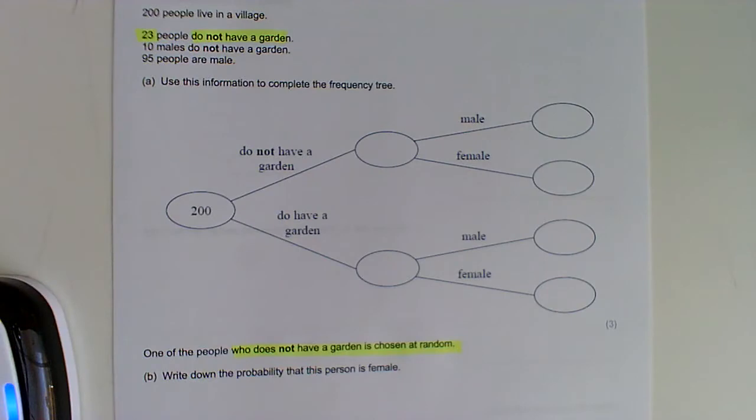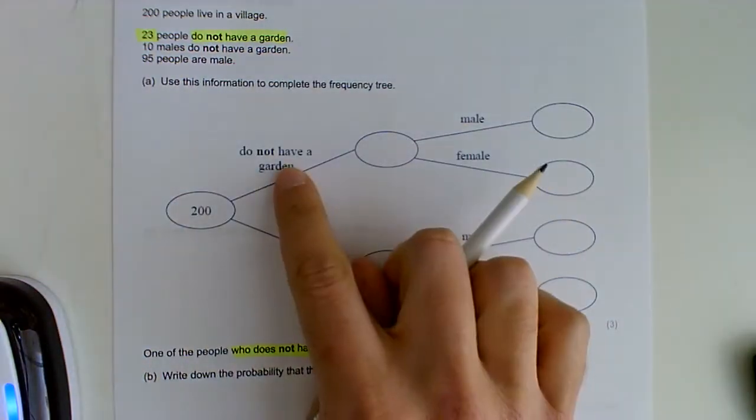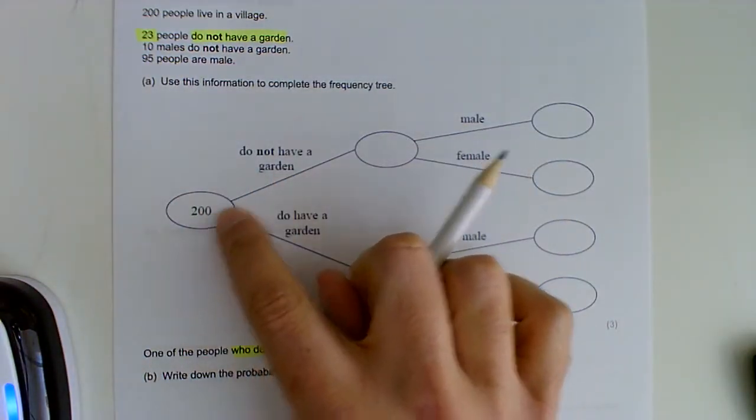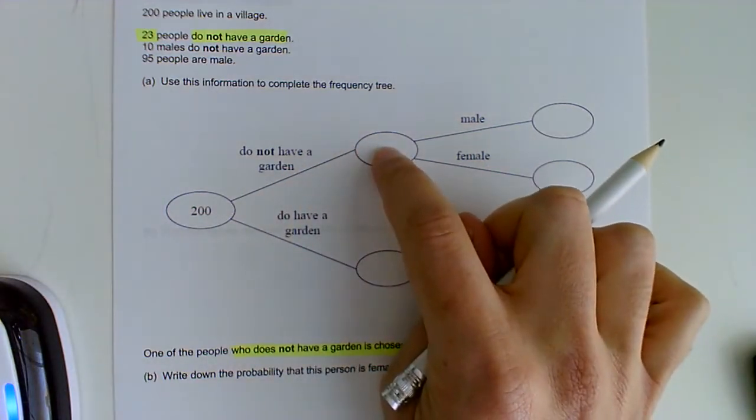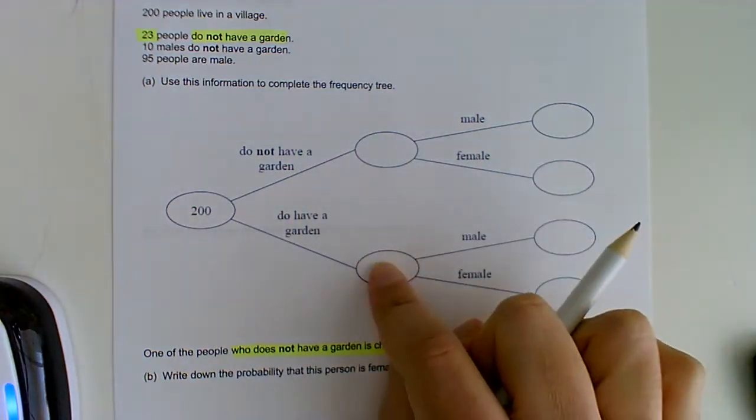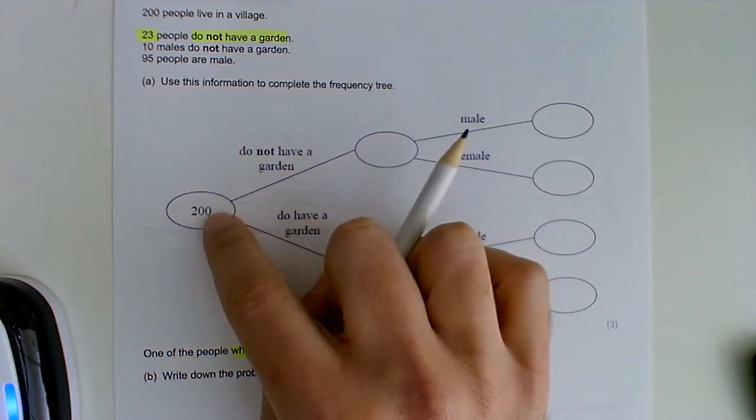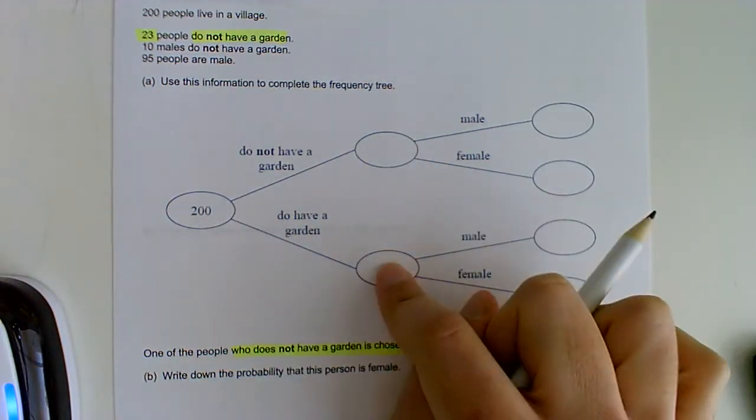200 people live in a village, 23 don't have a garden, 10 males don't have a garden, 95 people are male. Finish the frequency tree. So 23 people do not have a garden, that's there. So 23 is going to go in that one, which means that you can figure out how many people do have a garden, because if you know there's 200 people in total, 23 don't, you can figure that one out.